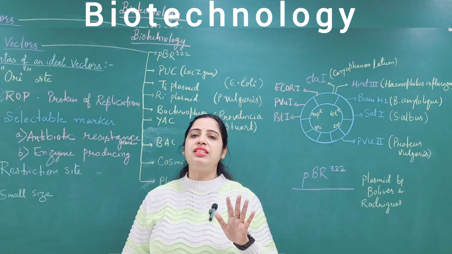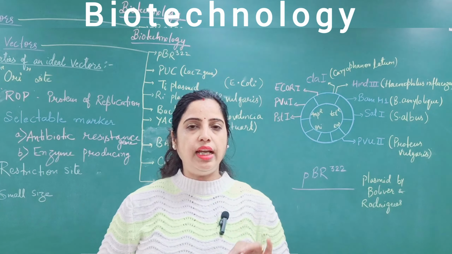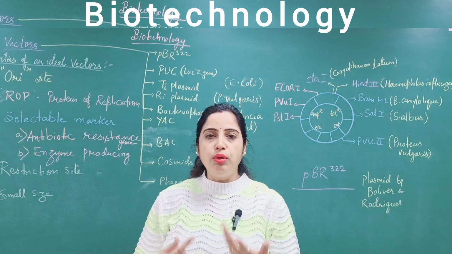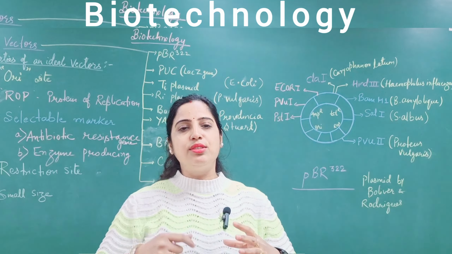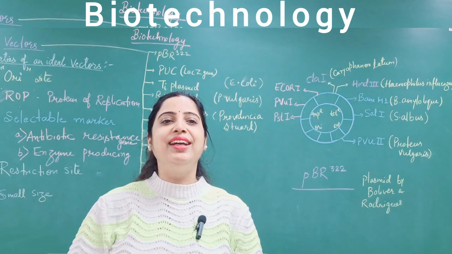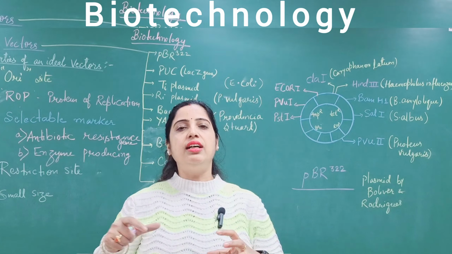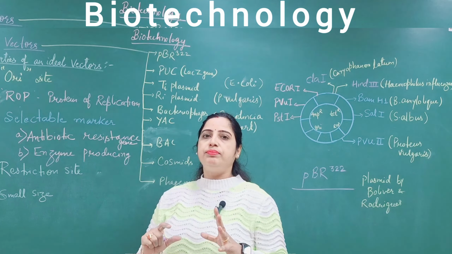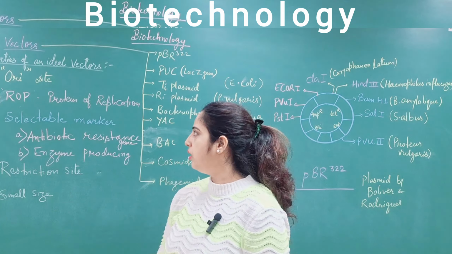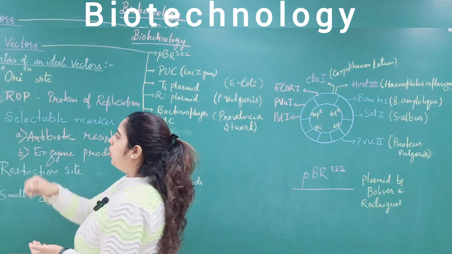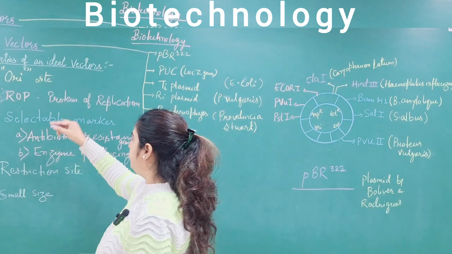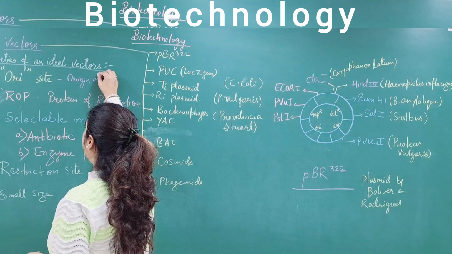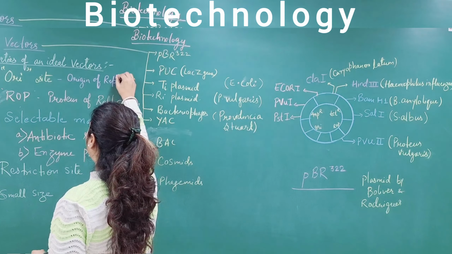Now, if we are going to select any vector, then the vector should have these properties. I think you know, the eligibility criteria. So a vector which is important for selection in the process of biotechnology should have the following characteristics or properties. Of course, it should have an ORI site. What does that mean? It's the origin of replication. Why is it important?